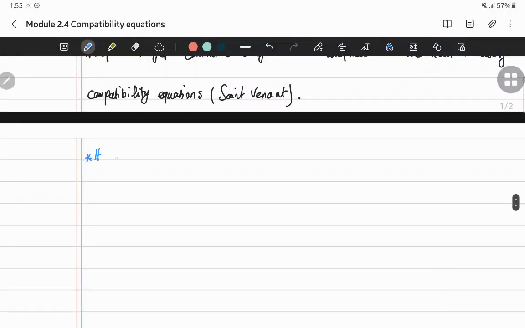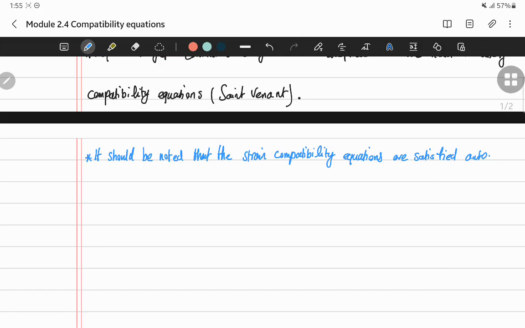Therefore, it should be noted that the strain compatibility equations are satisfied automatically when the strains are computed or derived from a displacement field. This is approach 1.